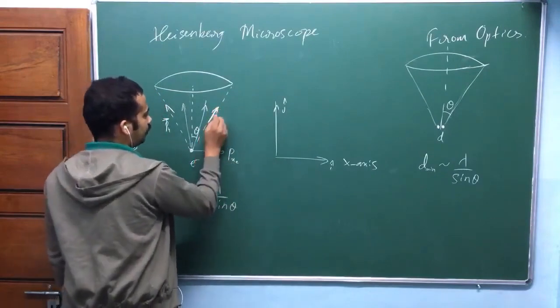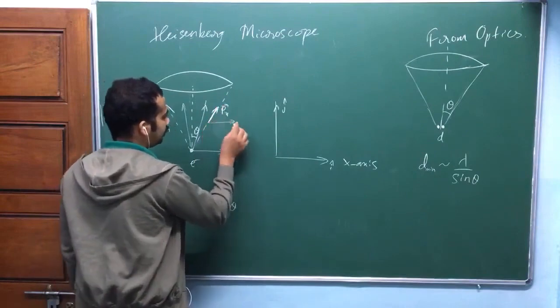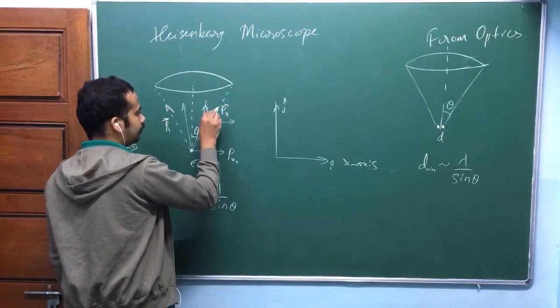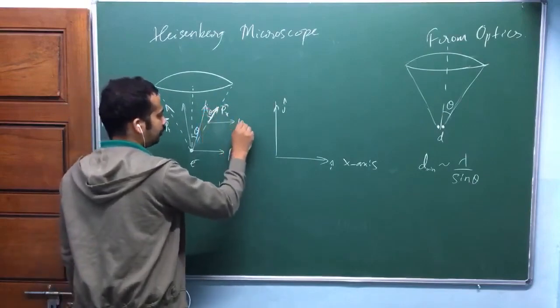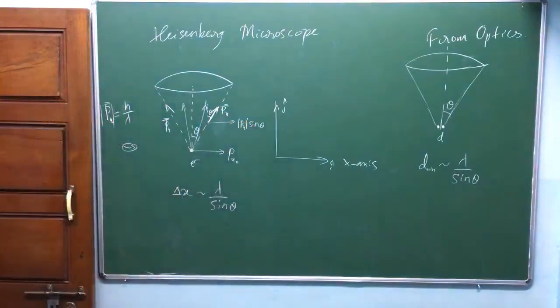So I'll write it as P gamma vector. What is its x component? Suppose if this is theta, quickly, that is mod P gamma sin theta. This mod P gamma will not change. Okay.